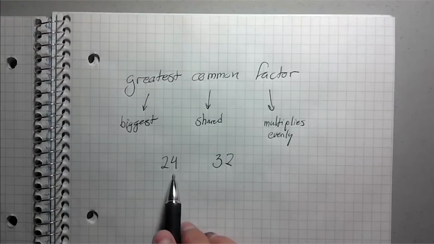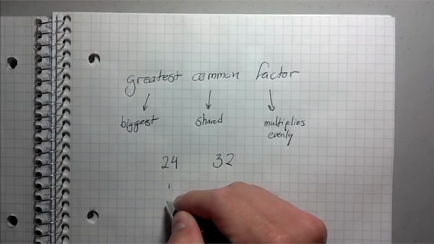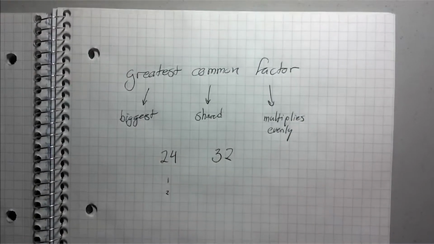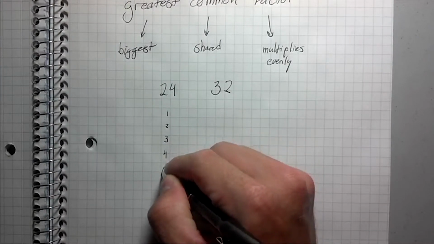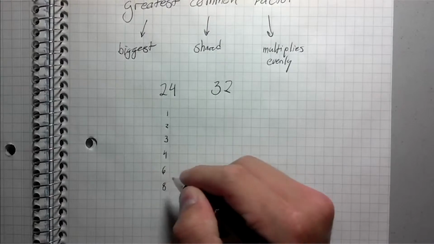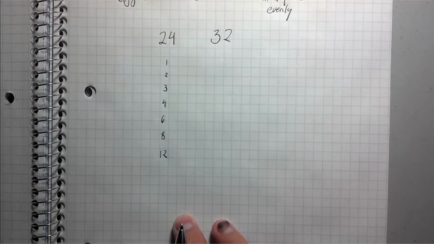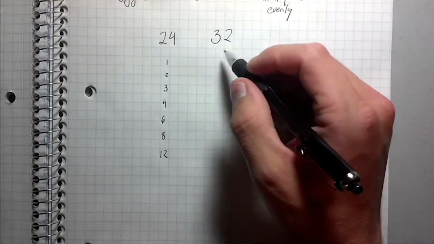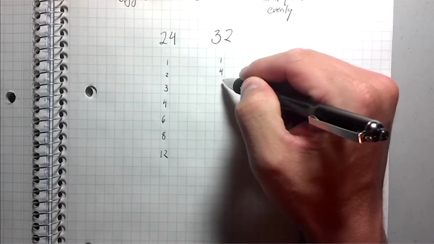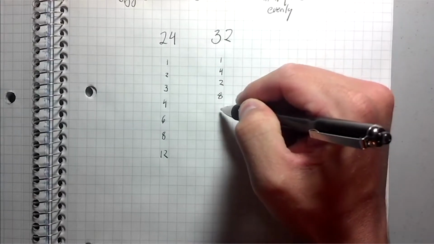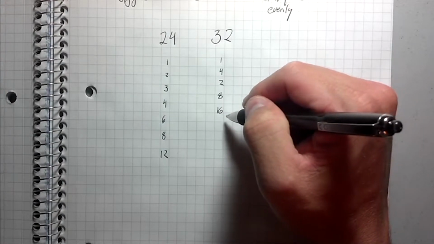So maybe I can just list these out. I'm going to list out all the numbers that go into 24. Well, 1 goes into 24. 2 goes into 24. 3 goes into 24. 4 does. 5, 6 does. 8 does. And 12 does. 24 actually, it turns out, has a large number of factors. So does 32. What are the numbers that go into 32? 1, 4, 2, 8, 16. I think that's it. Am I missing something? I don't think so.